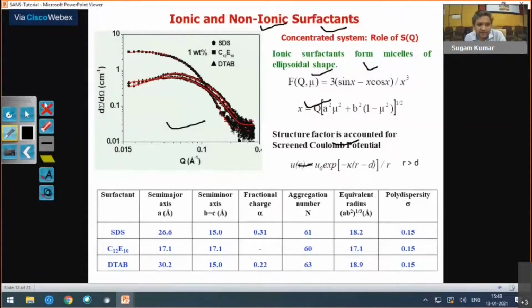Now I will just quickly discuss the concentrated system. In the case of concentrated systems, we see this correlation peak. And concentrated means they are interacting with repulsive interactions. So we usually see this sort of peak, a correlation peak, which appears at q equal to 2 pi by d. D is the interparticle distance.